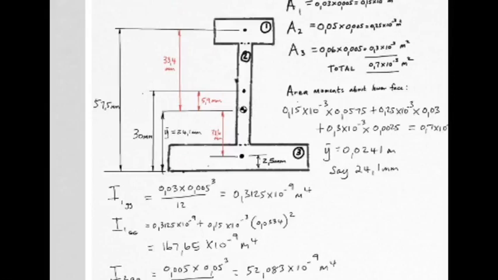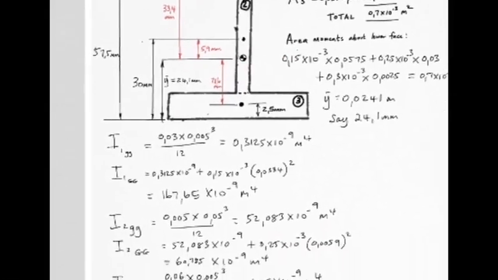So using parallel axis theorem, I1 about this distant axis is its original I about its own centroid, there it is there, plus A times the distance between the two axes squared. And you find 167.65 times 10 to the minus 9 meters to the fourth. So that is I of 1, not about its own centroid, but in fact about this centroid here. Now you've got to do the same for the other two and then simply add them up at the end.